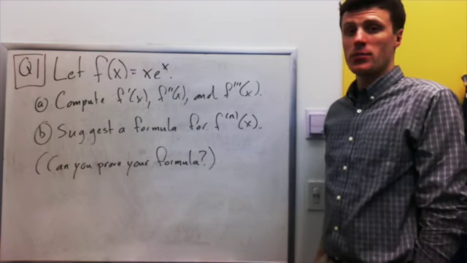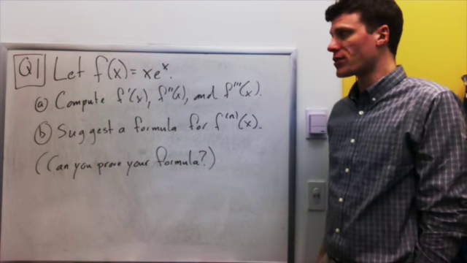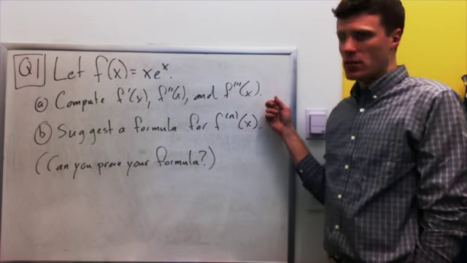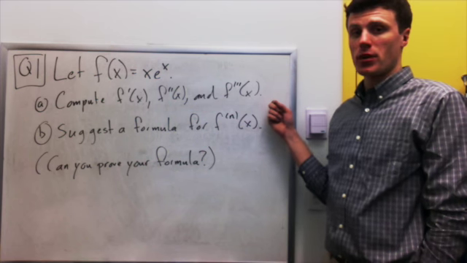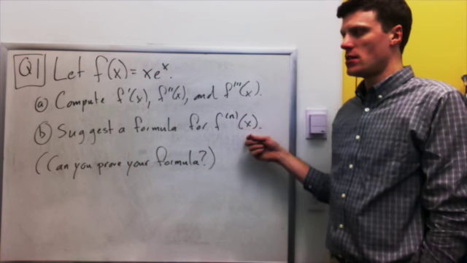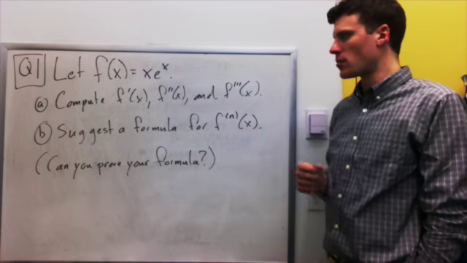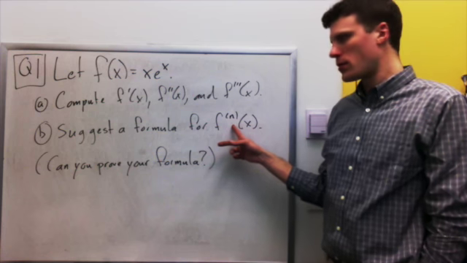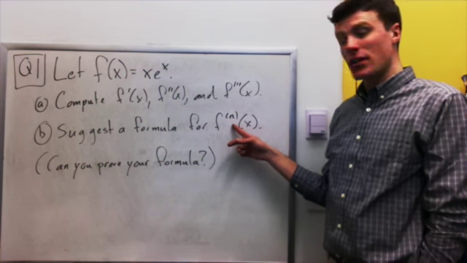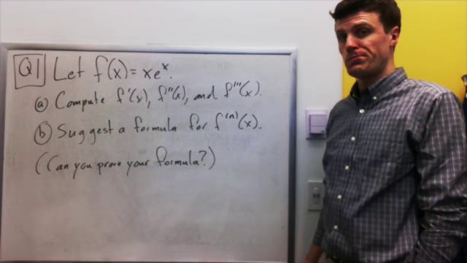Let's let f of x be x times e to the x. Well, this has two parts. A, I would like you to compute f prime of x, f double prime of x, and f triple prime of x. B, if you see a pattern amongst these first three guys, I would like you to suggest a formula for the nth derivative of f. And if you can suggest a formula, can you actually prove your formula?